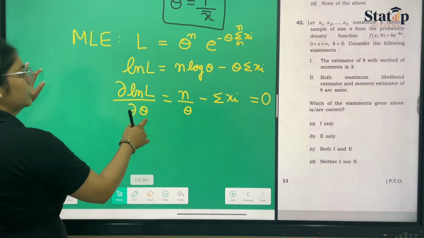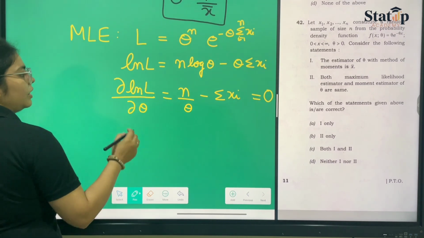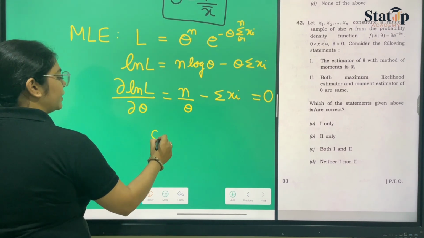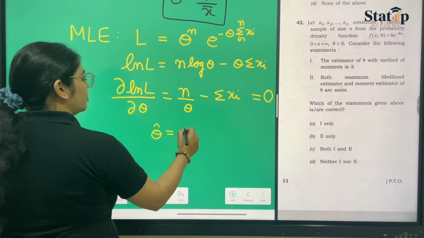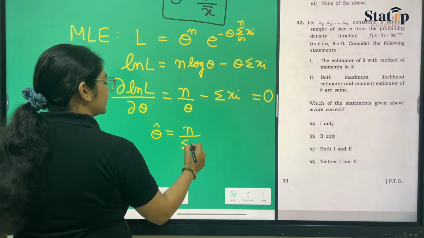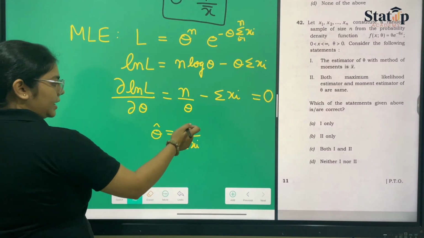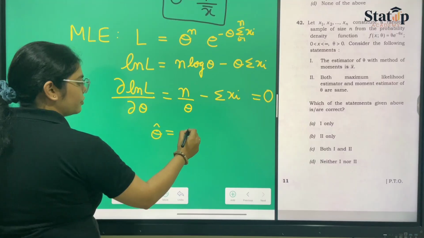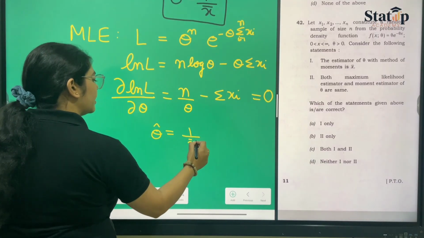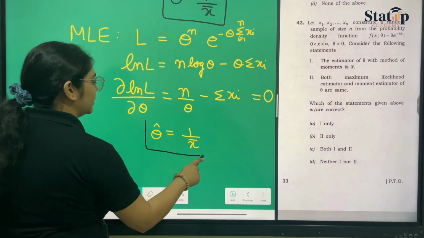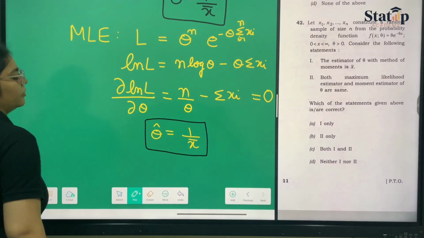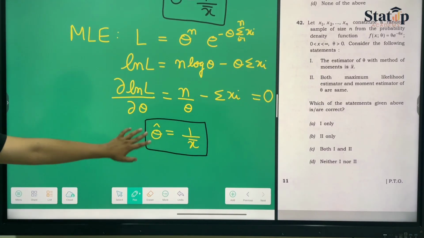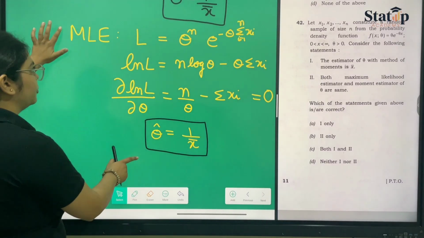By keeping it equal to 0, theta cap is equal to n upon summation xi, and summation xi upon n can be written as x bar, so we can write it as 1 upon x bar as our final answer. So this is the MLE and that is the MOM.